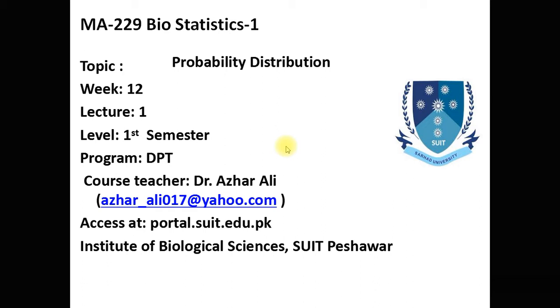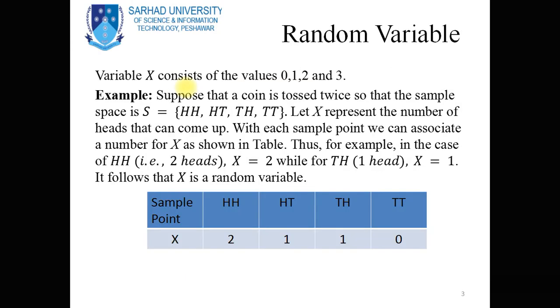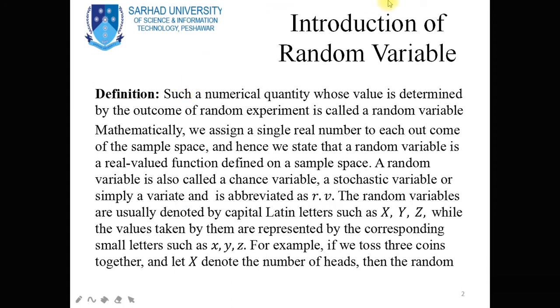Now, today in this first video lecture of week 12 for the course Biostatistics 1, we are going to learn about the probability distribution. So, for the probability distribution, first of all, I would like to tell you about the random variable. A random variable is a numerical quantity whose value is determined by the outcome of a random experiment.